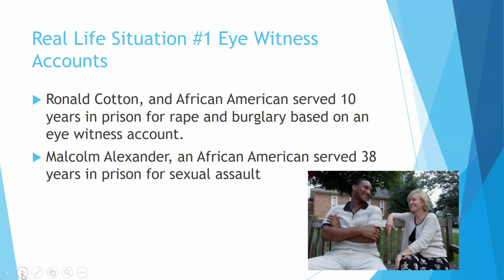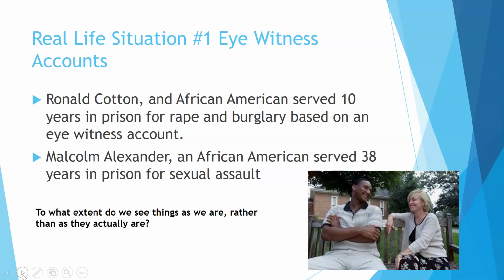So if we want to start thinking about what type of knowledge question you could have, this would be a great one: to what extent do we see things as we are rather than as they actually are. And if you look at those links, there's a YouTube documentary about the whole story of Ronald Cotton. She talks about why she believes she misidentified him, and what led to it. She talks about her emotions and many other things. So it's really worth watching.